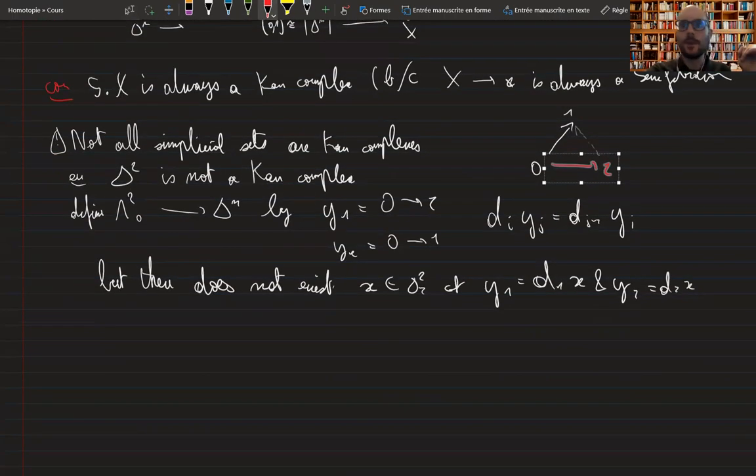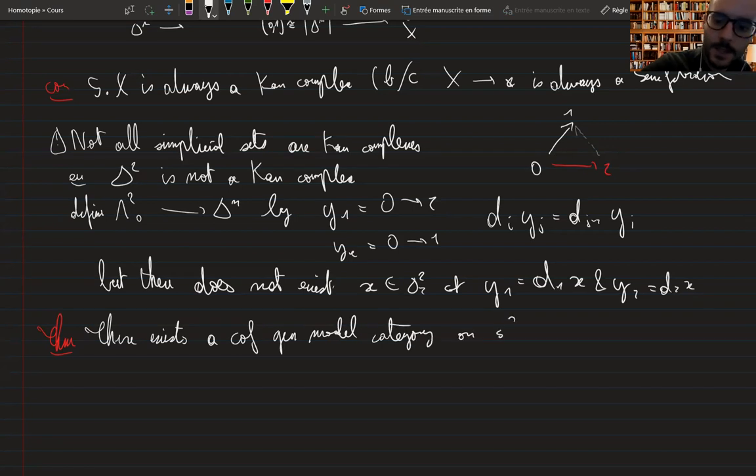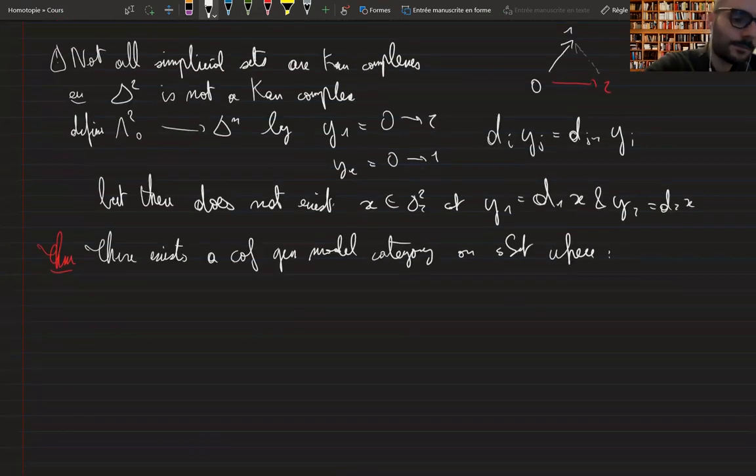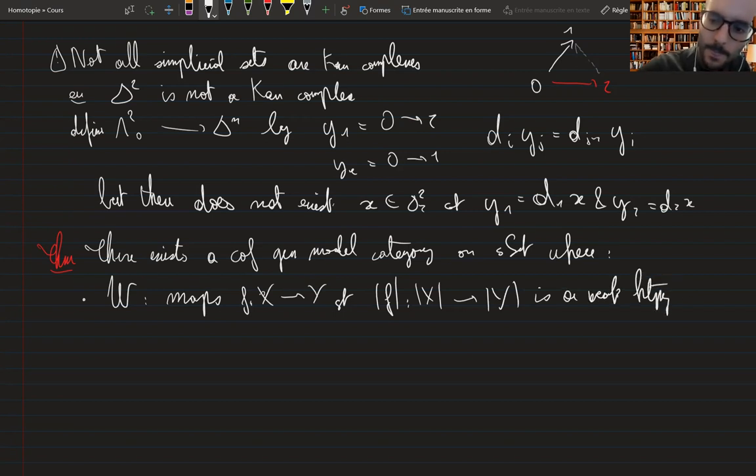All right, so now we get to the main theorem of this chapter, one of the two main theorems. The second one will be the existence of a Quillen equivalence. So there exists a cofibrantly generated model category on sSet where the weak equivalences, so W, are the simplicial maps f from X to Y such that the geometric realization of f is a weak homotopy equivalence.